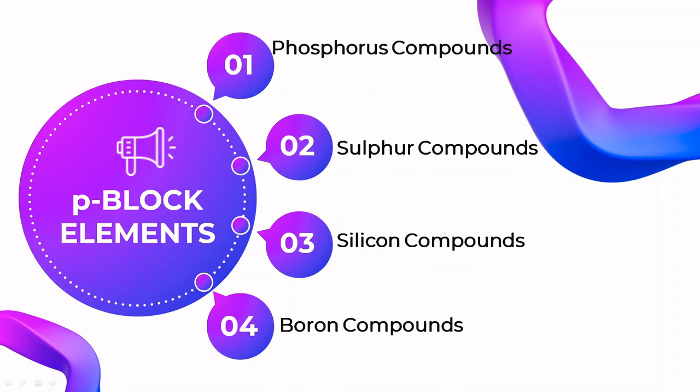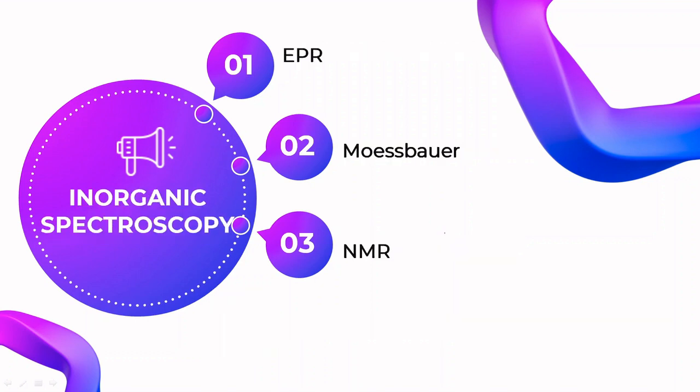Keep this for last because it's a vast topic. You have to learn about phosphorus chemistry, PN system, and then sulfur chemistry. There you should know about the SN system, silicon compounds, then boron compounds. Start learning about inorganic spectroscopy. Mostly questions will be asked from EPR and Mossbauer spectroscopy. Very rarely NMR questions will also be asked.